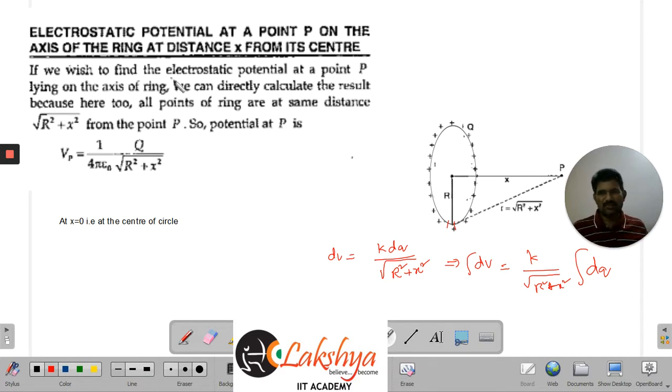So directly we can write the potential at that point P as 1 by 4 pi epsilon naught, q by under root of r square plus x square. So this is the potential due to this ring at a distance x from its center on its axis.